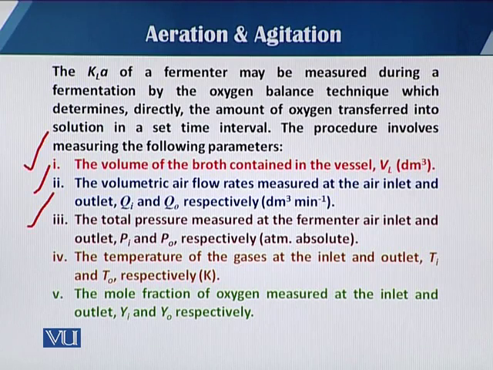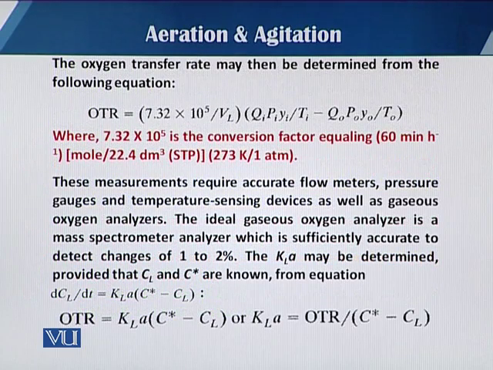And the fourth one is the temperature of the medium and the temperature of the gas at the inlet and the outlet, because the gas is in the fermentation medium at the temperature of the medium, and the temperature of the air which we supplied into the fermentation medium is also critical. And then Y is the mole fraction of oxygen measured at the inlet and the outlet, YI and Y naught. So QI, Q naught, PI, P naught, TI and T naught, and YI and Y naught. These are the different parameters that we have to estimate in the oxygen balance technique.